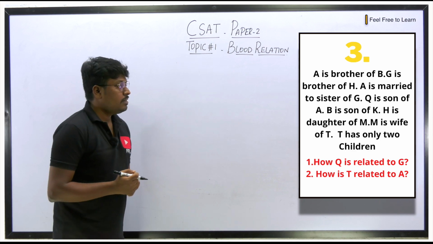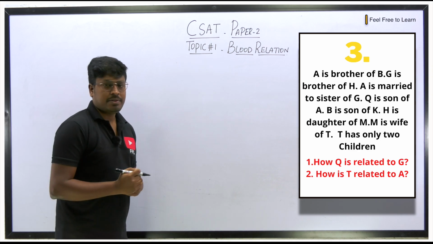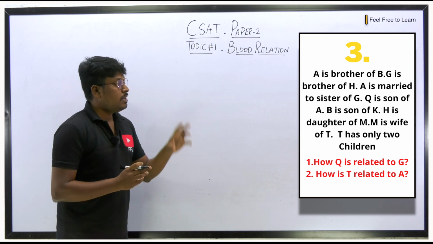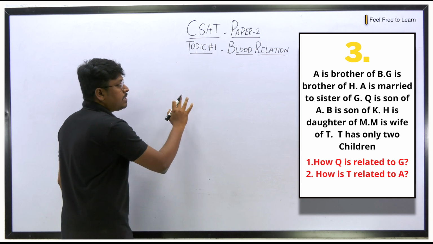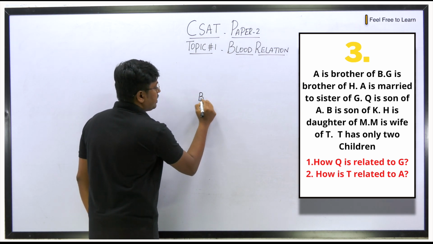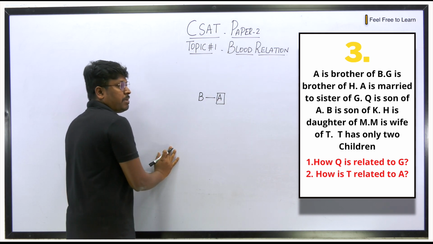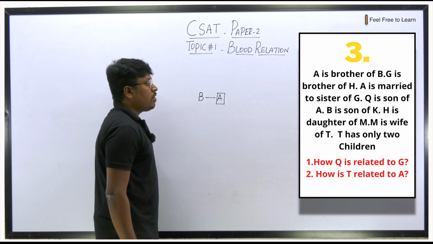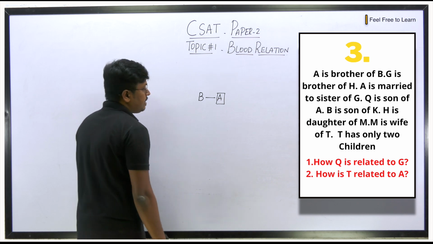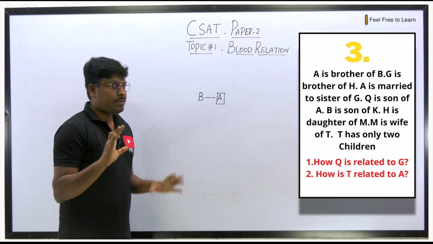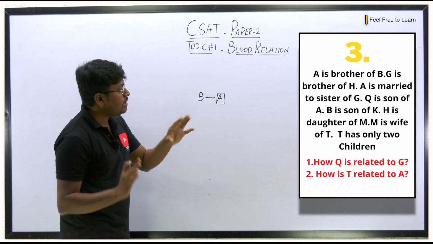Set number 3. A is brother of B. Similarly, they have given a passage, and under that you can see two questions, right? First line: A is brother of B. So B's brother is A. Because A is a brother, a male person, he is represented by a box, right? G is brother of H. So H's brother is G, but we don't know where to place H and G. So let me keep that point aside and move on to the next point.